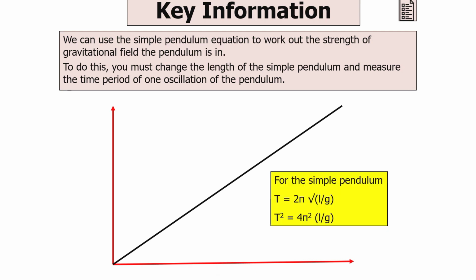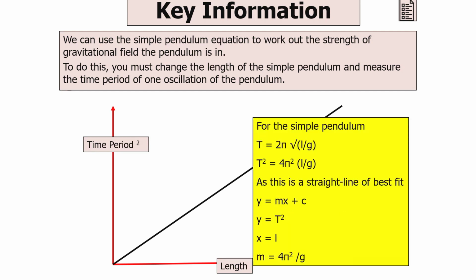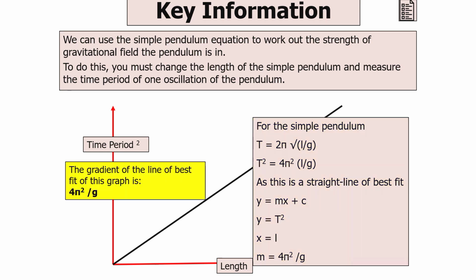Now, for a simple pendulum, we can say T is 2 pi times the square root of L over g, or T squared is 4 pi squared times L over g. So as we know, it's a straight line, so y equals mx plus c, y is T squared, x is L, and the gradient is 4 pi squared over g. So the gradient of the line of best fit of this graph is 4 pi squared over g.